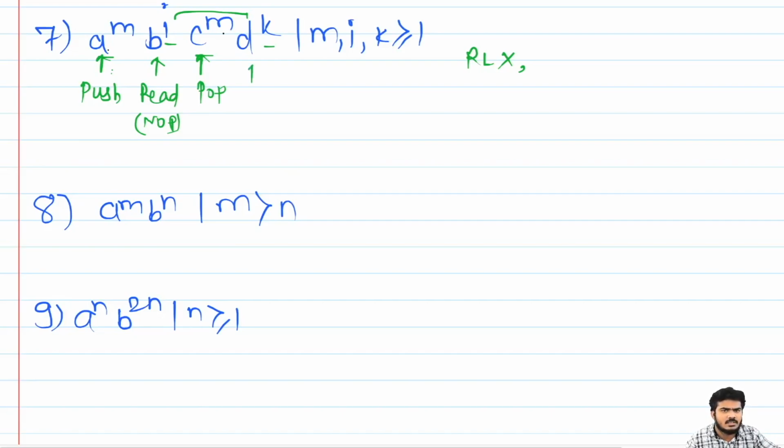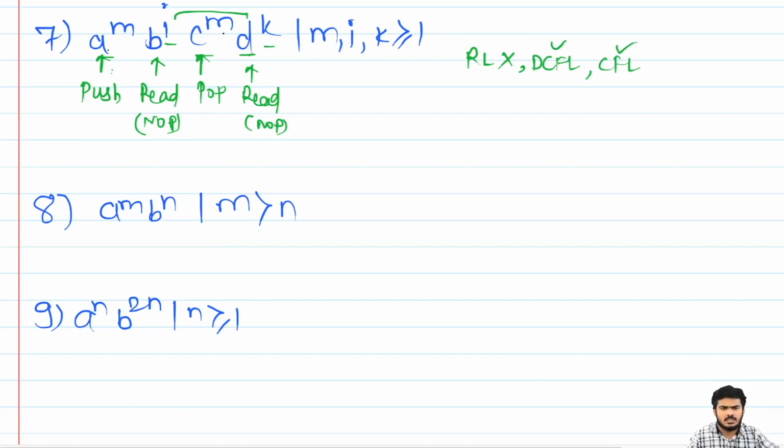Whenever I get d, I will just read it, meaning I will not do any operation, because I don't care about these d's. We need not compare them with anything. So we are able to design a deterministic PDA for this, so we can say that this is a DCFL language, and whenever a language is DCFL, it is always a CFL.